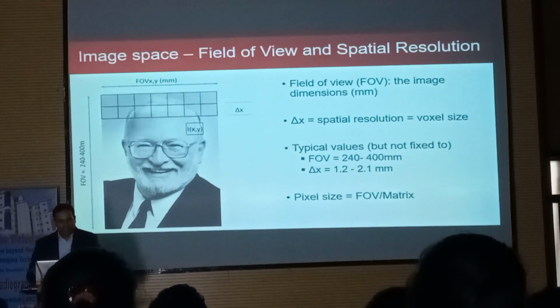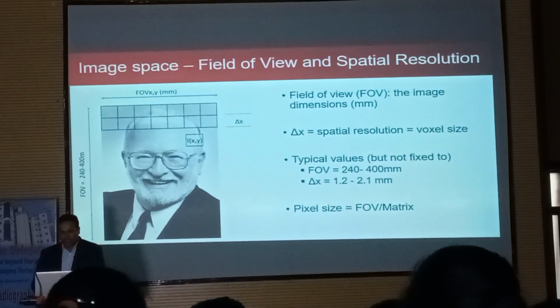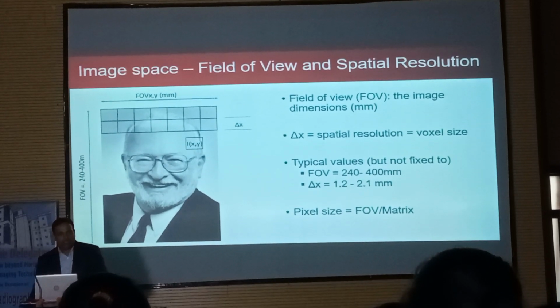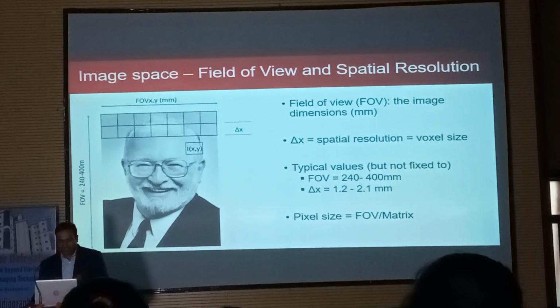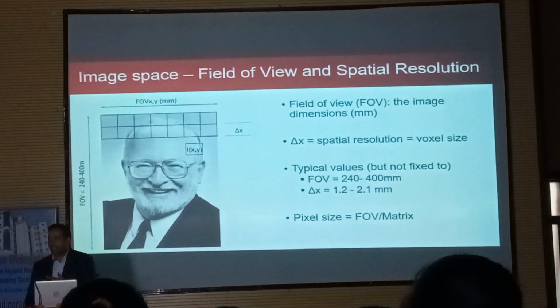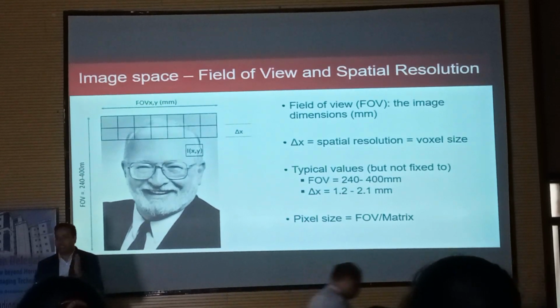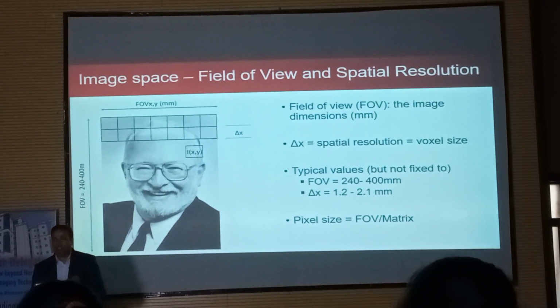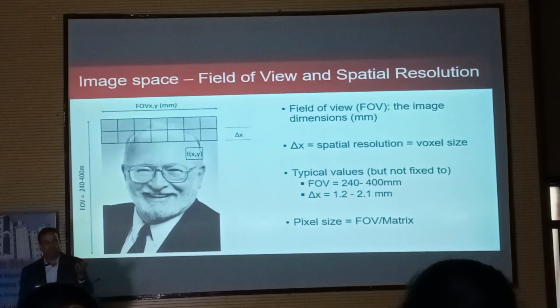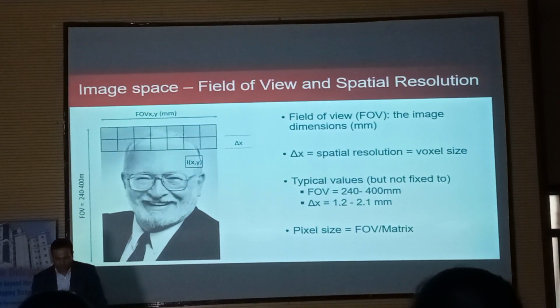So I'm going to switch gears a little bit to the image space and how field of view and spatial resolution are related. In MRI, the size of the image is defined as field of view, and field of view can be in both directions, X and Y. Sometimes if you read a paper, they will write FOV X, FOV Y. If it is an isotropic voxel, then it is fair enough to just refer to it as FOV.